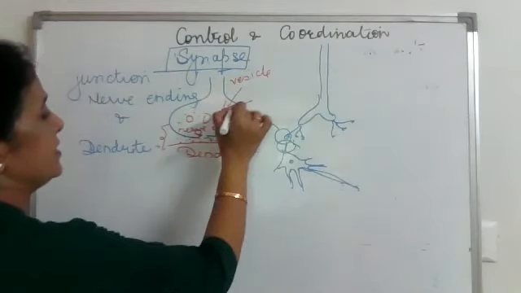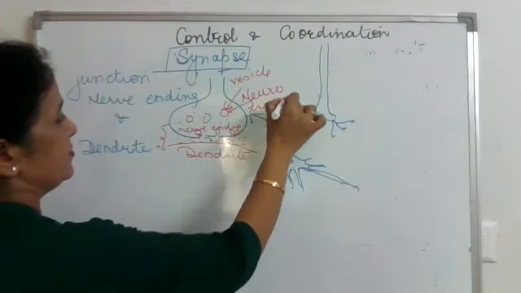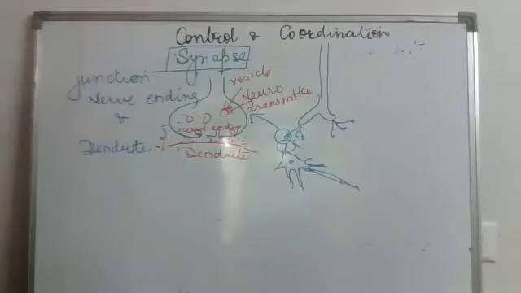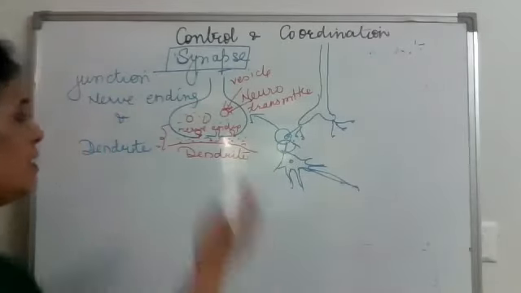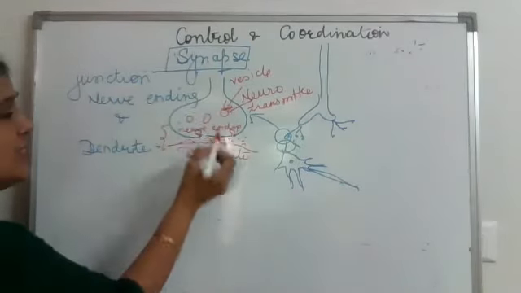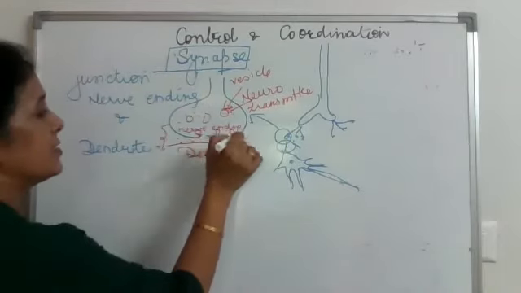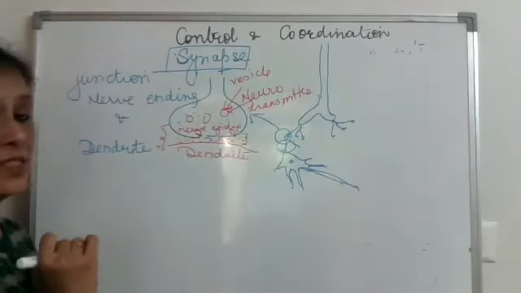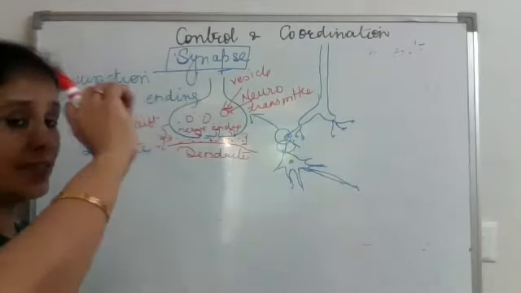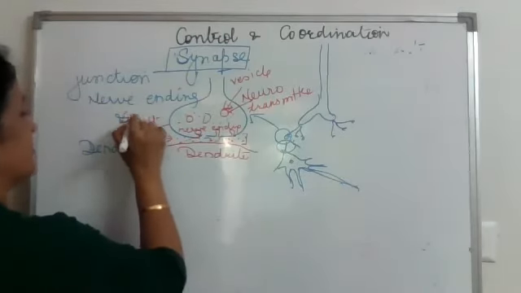These vesicles are having neurotransmitter. These neurotransmitters are carrying the information in the form of chemical from one neuron to another neuron. So at this junction, these vesicles will come to the surface, join with the membrane here, and the neurotransmitter is secreted here. This is a cleft. There is always a certain space between these two. So this is called the synaptic cleft.